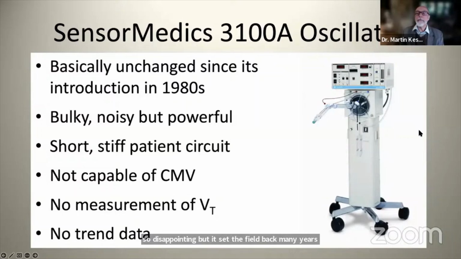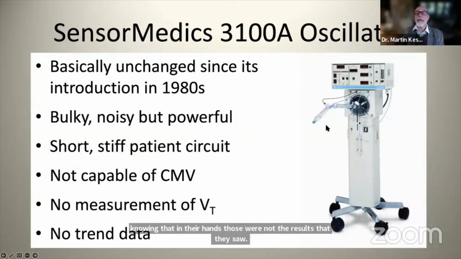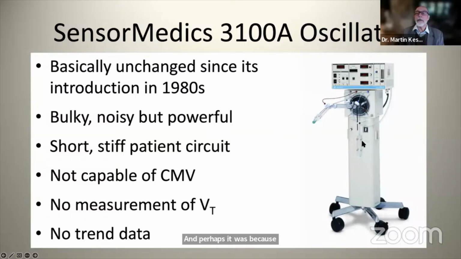In the meantime, though, people persevered, knowing that in their hands, those were not the results that they saw. And perhaps it was because the Sensormedics oscillator, which also came on the market in the mid-1980s and has not appreciably changed since, has come into use, typically being used with a 1-to-2 I:E ratio, but it has some limitations.